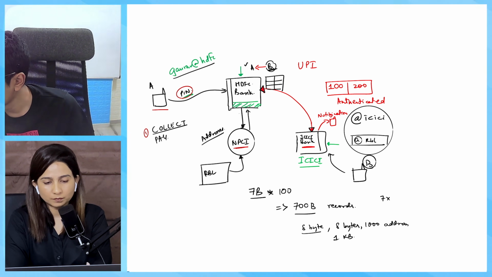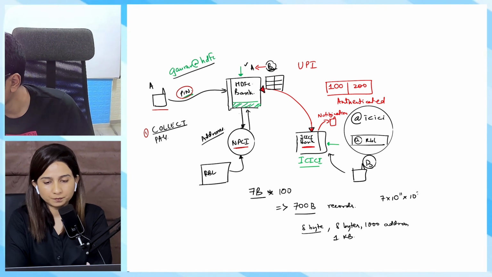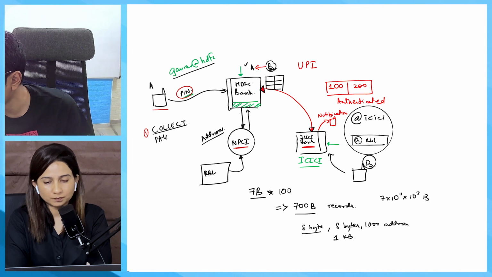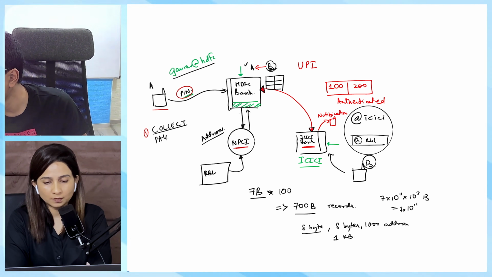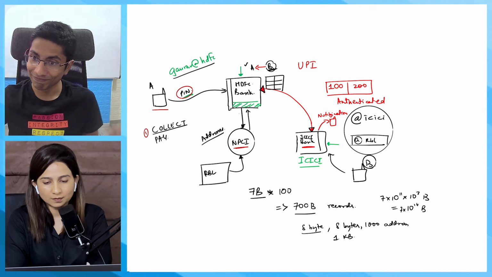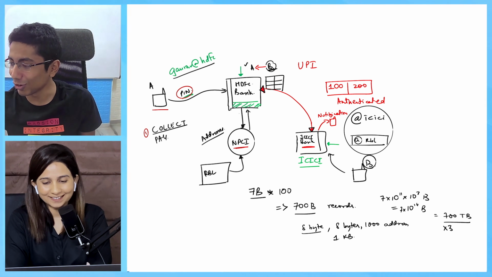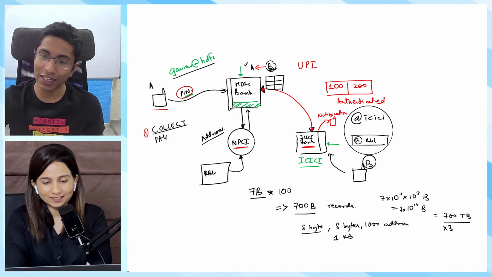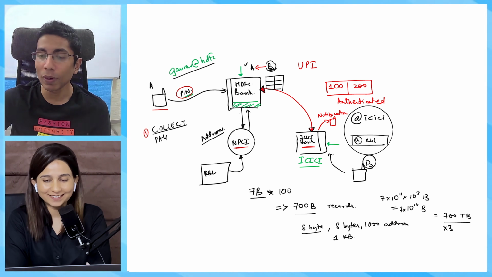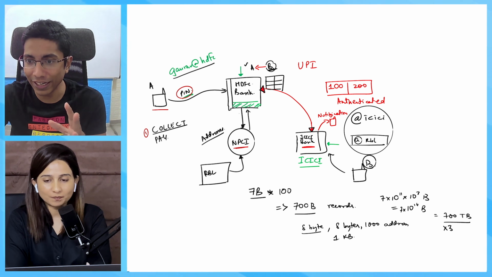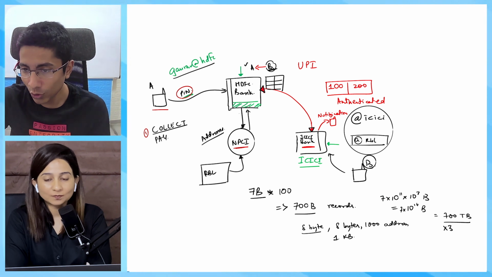So 7 into 10 raised to the power 11 into 10 raised to the power 3, because it is kilo in bytes. This turns out to be 10 raised to the power 14 bytes. So, okay, this is pretty big. 700 terabytes. That was quick. That's large. But having said that, this is all of India having 100 UPI addresses.